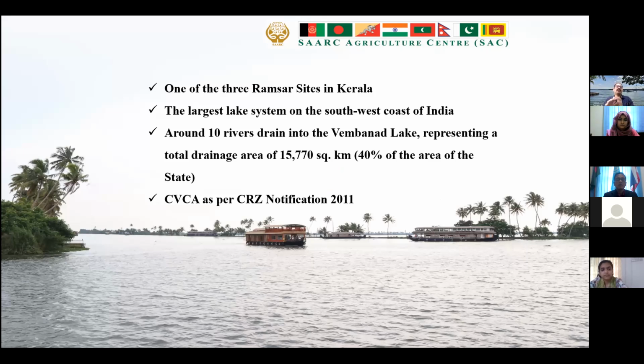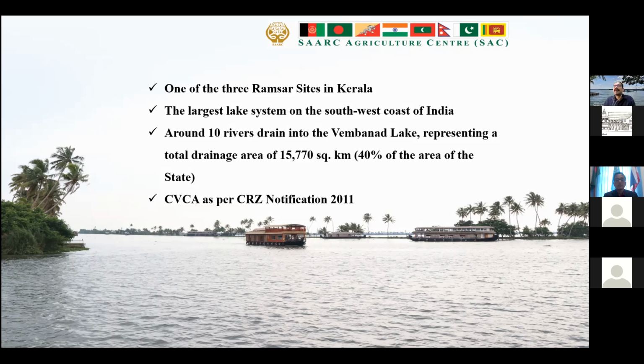So this is one of the 3 Ramsar sites in Kerala, the state where I come from. It is in the southern part of India, exactly speaking, the southwest part of India. This is one of the largest lake systems on the southwest coast of India. Around 10 rivers drain into this lake, and the total drainage area is around 15,770 square kilometers. It is almost 40% of the area of the state.